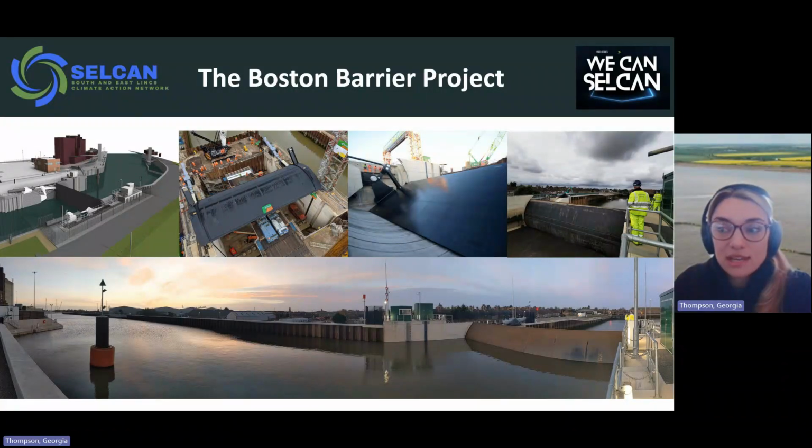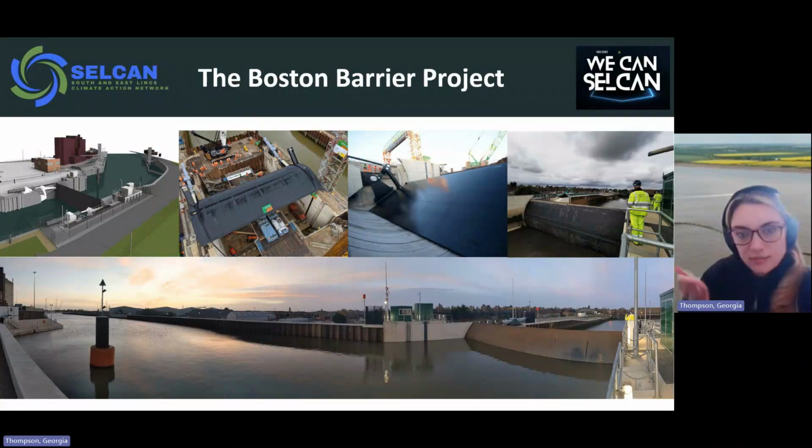So the barrier usually is open for navigation and is only shut when we need to use it against a high tide. The gate was manufactured in the Netherlands and transported via barge across the North Sea. And when the barrier is lowered, it sits flush in that concrete recess on the riverbed to allow navigational craft to safely pass above it.